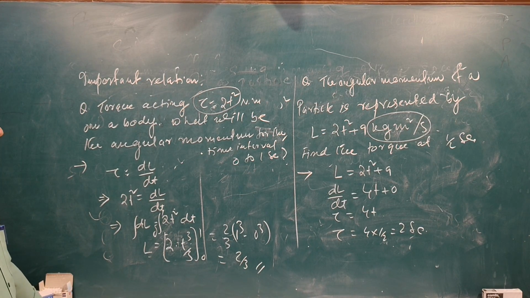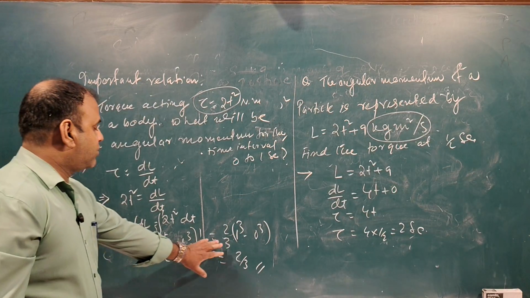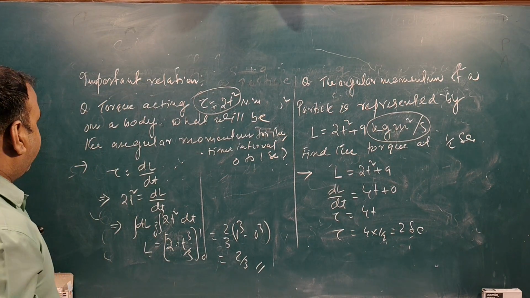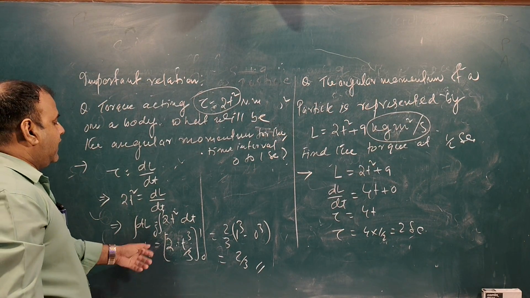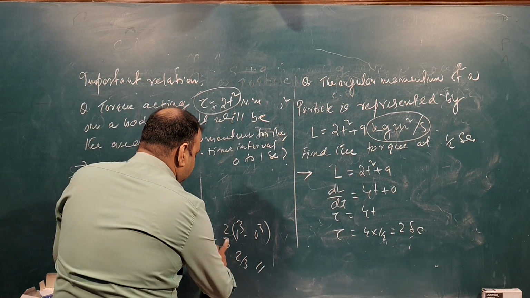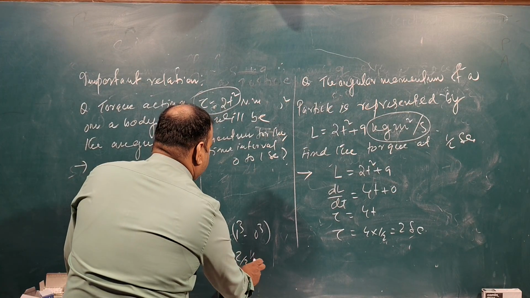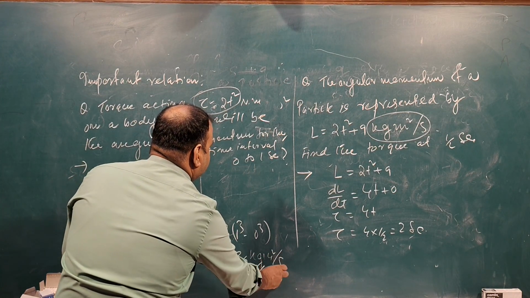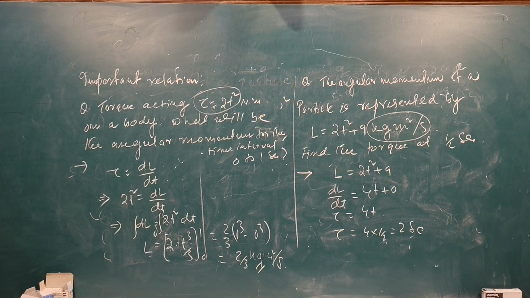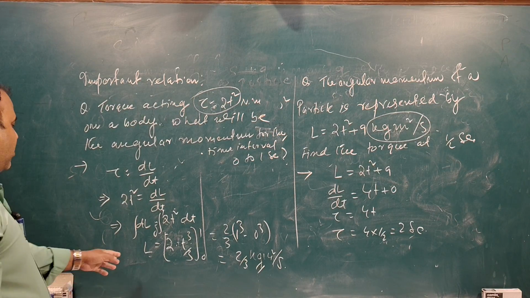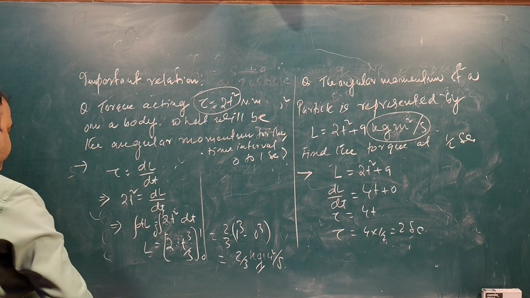So therefore the angular momentum of a particle can be expressed in terms of L, which is represented here as 2 by 3 units, where L is equal to r p. So the unit is kg meter square per second. Kg meter square per second is the unit of angular momentum.